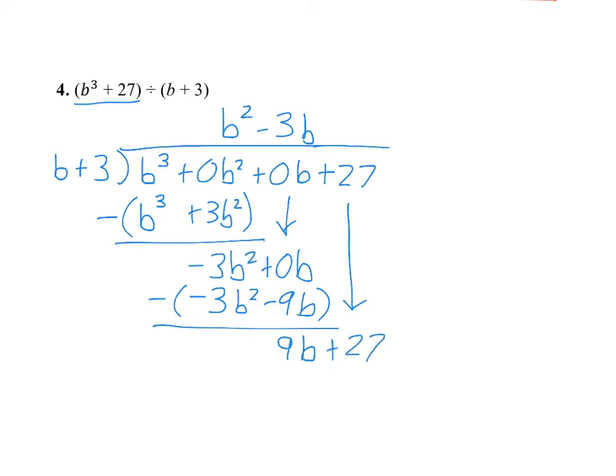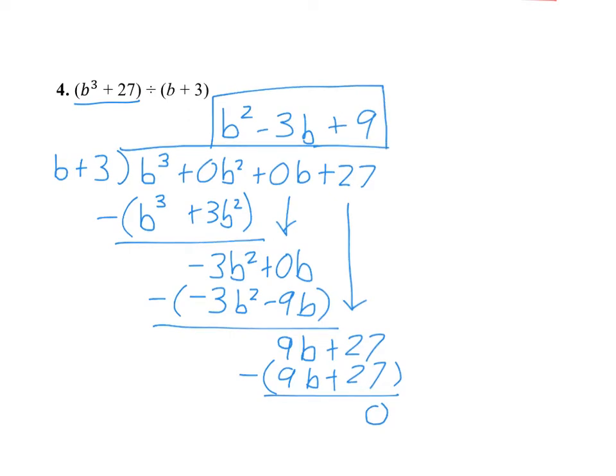Okay, divide. So divide the 9b on the bottom by the b in the denominator, and you get plus 9. Multiply the 9 on top with the denominator, you get 9b plus 27. All right, because those are the same, when you subtract it, it will be 0. And that just means there is no remainder, so this is our answer. You know you're done when there's nothing left to bring down.